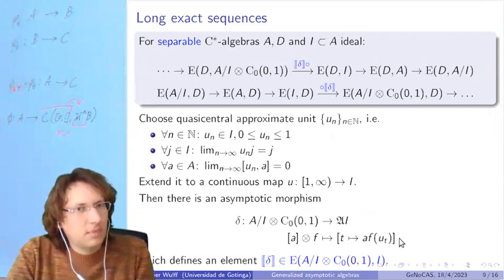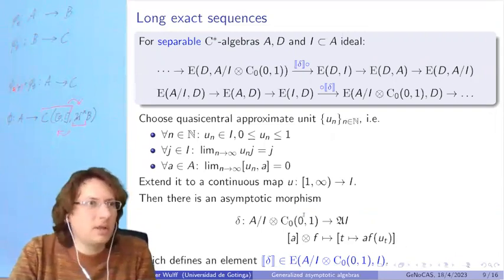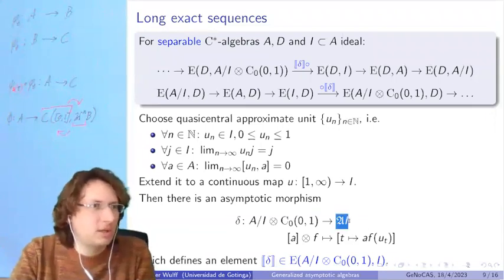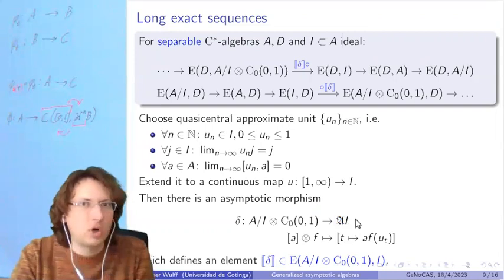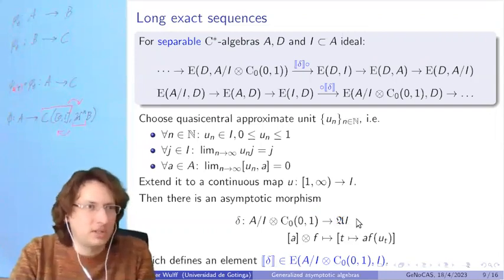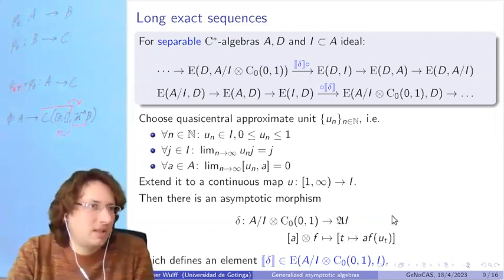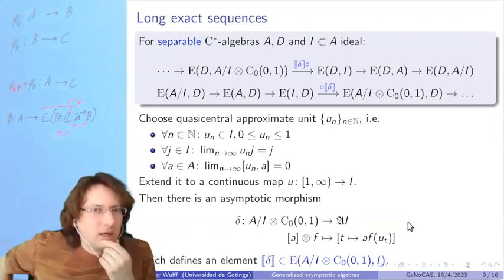Yeah, but I mean, that's kind of the point: I only got the long exact sequences here for non-separable C-star algebras because I was then using more general algebras than the asymptotic algebras. So I used more general asymptotic algebras, the symptotic algebras. And if you wonder why I can do this one proof with symptotic algebras and not with asymptotic algebras, well, that's exactly because I used this type of construction here. Okay.